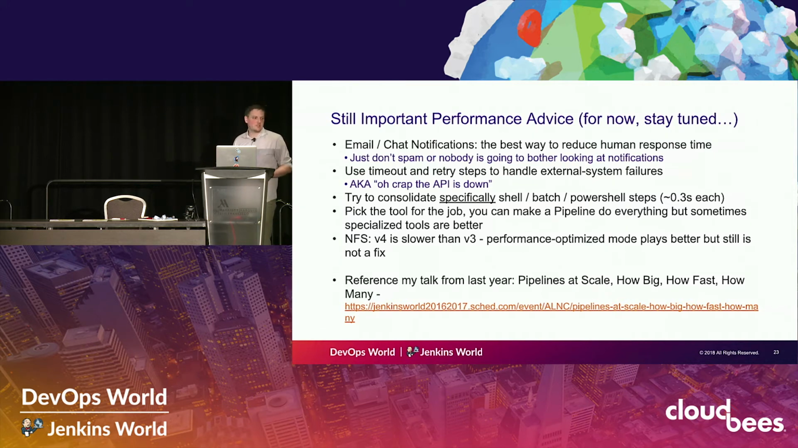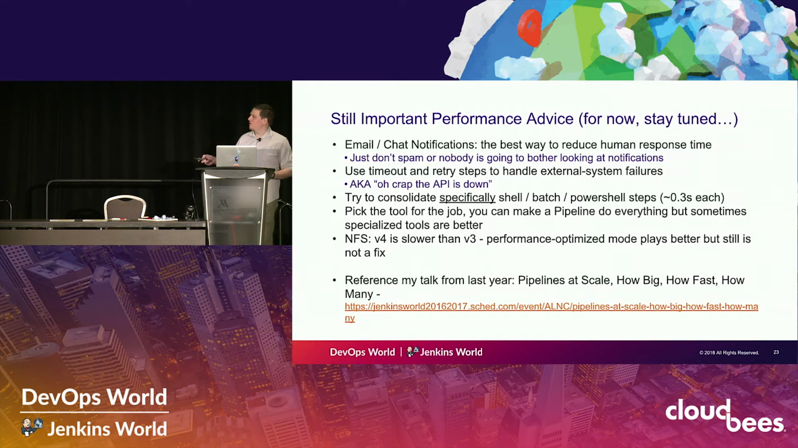General performance advice, some of this I've touched on in previous years, much of it. I'll reference last year's talk I gave on scaling pipelines. Key takeaways: effective use of notifications reduces the human element of turnaround time for pipelines. Just don't spam people because no one likes that, and people won't look at them anymore, so that kind of defeats the purpose.